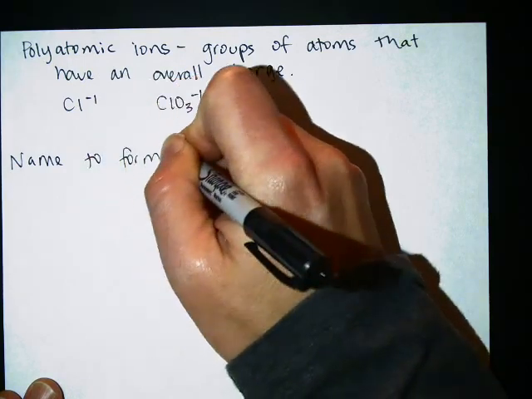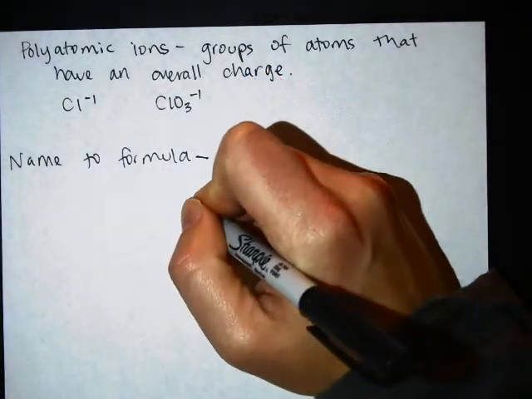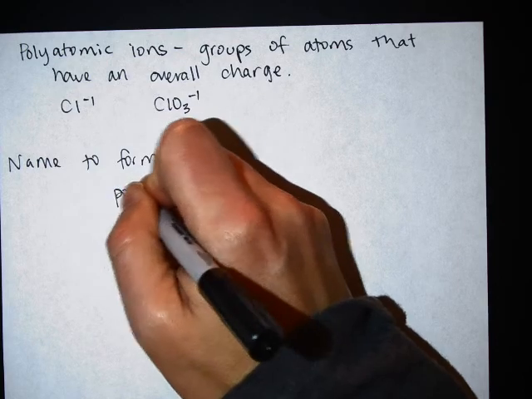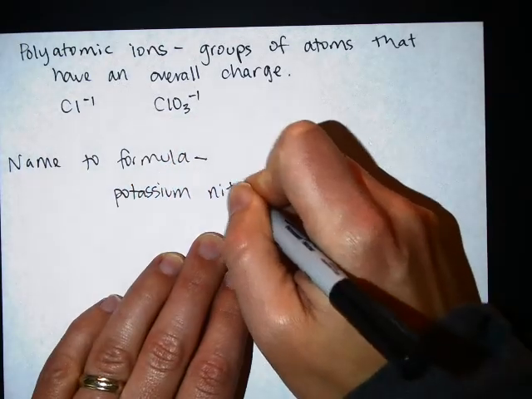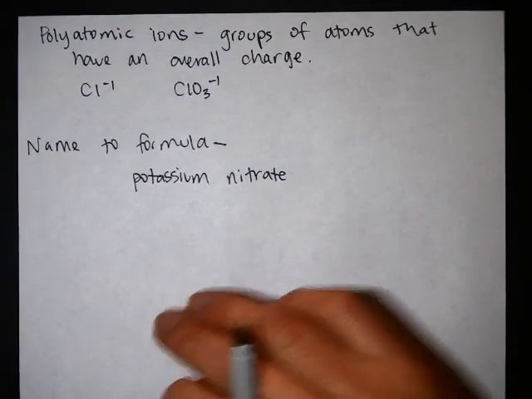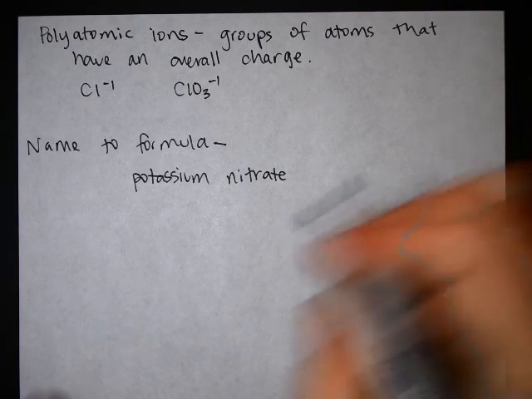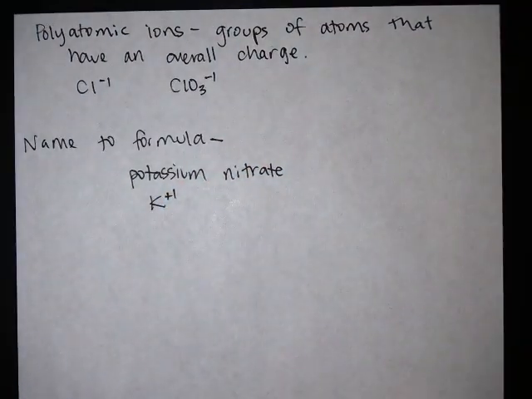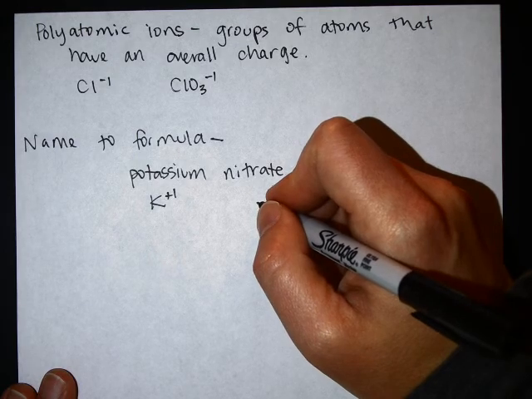Okay, so how do you do it? Let's go with name to formula first. The rules from yesterday still apply, just that where you look for answers is a little bit different. So let's start with something simple like potassium nitrate. Some of you can do this part in your head, which is great, good for you. But if you can't, the first thing you should do is write the ions down. Potassium is +1. You find that in the periodic table.